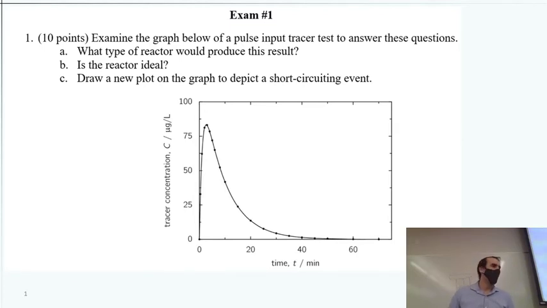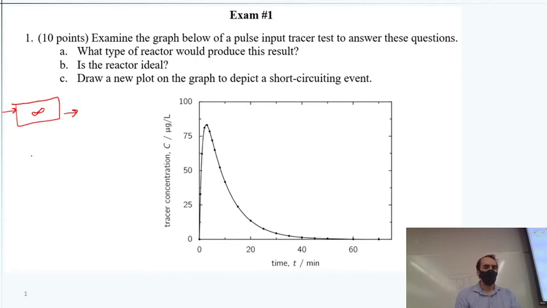Okay, so for problem 1, we have a graph here. It's asking us what type of reactor would produce this result, given that it's a pulse input tracer test. Is that reactor ideal? And then to draw a plot that would depict a short-circuiting event. So if we consider a pulse input, in our two flow-through reactors that we would use a tracer test on, we could have a CSTR that's continuously stirred, with flow going in and flow going out.